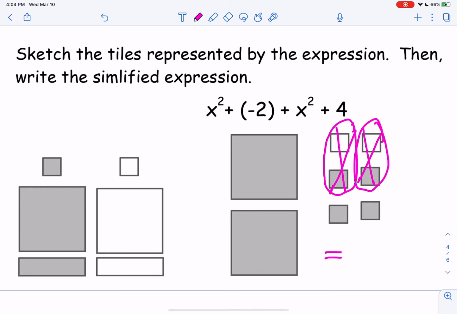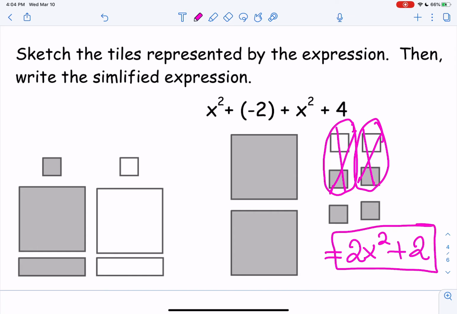So now my answer is going to be what I have left over. I have 2 positive x squared tiles plus 2 1 tiles. And that gives me 2x squared plus 2.